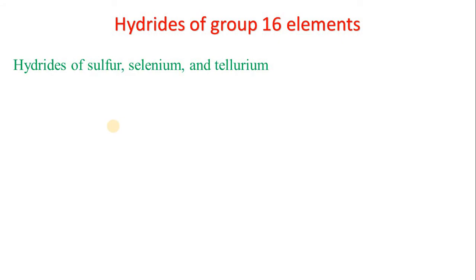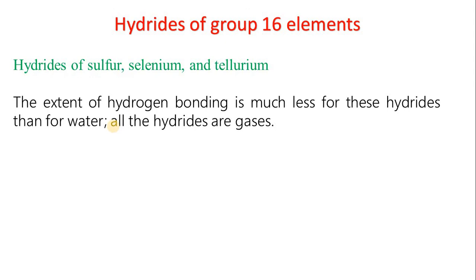And let's come to the hydrides of sulfur, selenium, and tellurium. As we already discussed, the extent of hydrogen bonding is much less for these hydrides than for water. All the hydrides are less. The extent of hydrogen bonding depends upon two factors, electronegativity and size, and both decrease as we go down from oxygen to sulfur to selenium to tellurium. So water is a liquid due to hydrogen bonding, but the others are gases because the hydrogen bonding is very weak or absent.